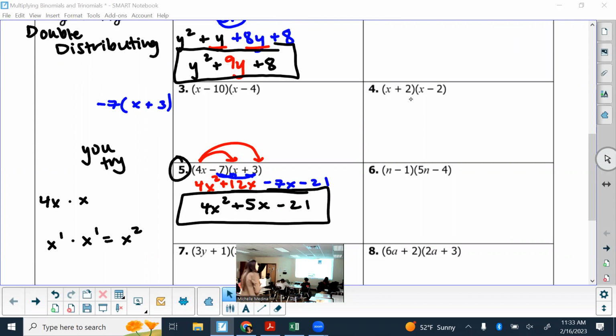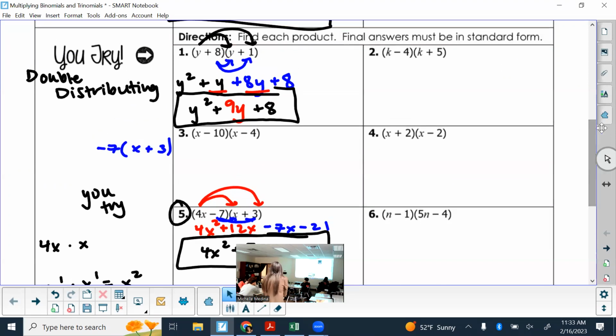All right, so now when I call on your table, give me the whole answer if you can. So let's see. Table 7, what'd you get for number 4? So Jackson, Jessica, Ashley, don't just ignore me. What's your answer for number 4? X squared minus 2x. Oh, I got one. Okay. Ashley at that table?